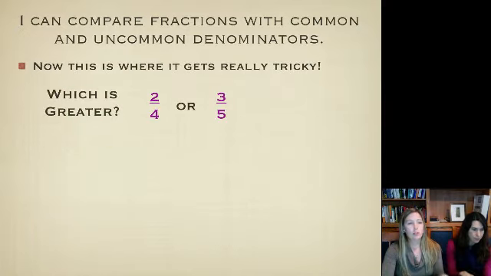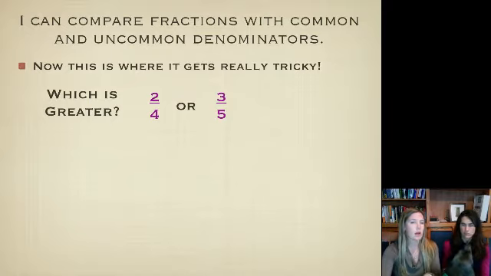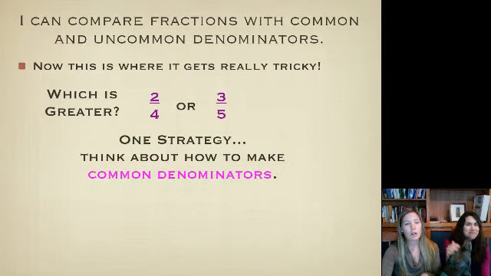And now a couple little tricks. If you don't have a common numerator or a common denominator, then it gets a little bit more difficult. So here are a few things that you could try. The first one is getting a common denominator. So think about 2/4 and 3/5.